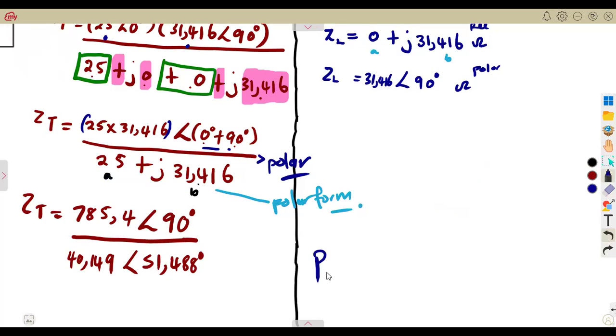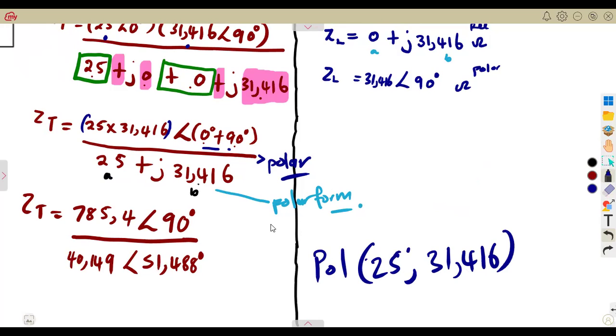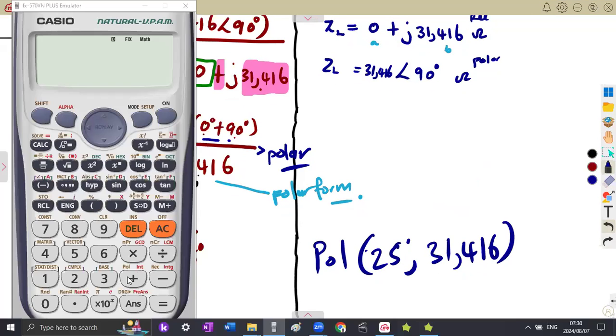So it's going to be Pol. You write 25 separated by 31,416 as it is, and your calculator converts directly to polar form. Okay, let me show you this. This is where we have the Pol function, on the plus key.